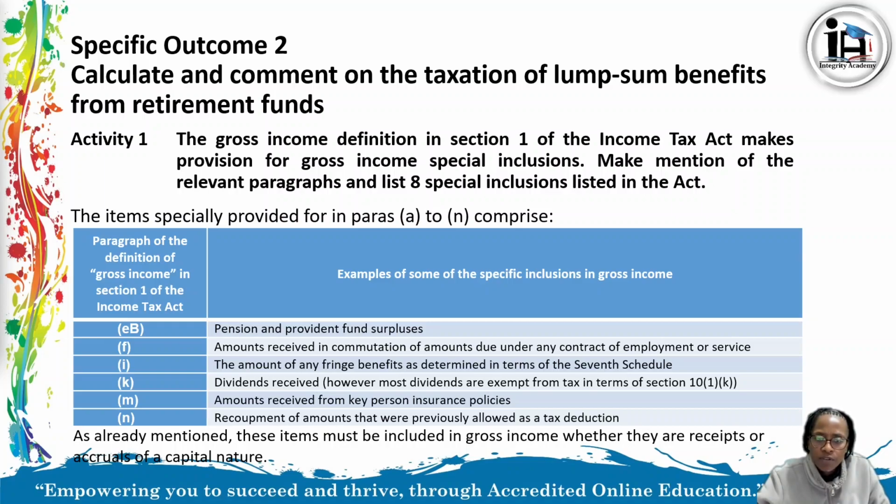(i) The amount of any fringe benefit as determined in terms of the Seventh Schedule. (k) Dividends received. However, most dividends are exempt from tax in terms of section 10(1)(k). Amounts received from key person insurance policies and recoupment of amounts that were previously allowed as a tax deduction. As already mentioned, these items must be included in gross income, whether they are receipts or accruals of a capital nature. Please take note of that.